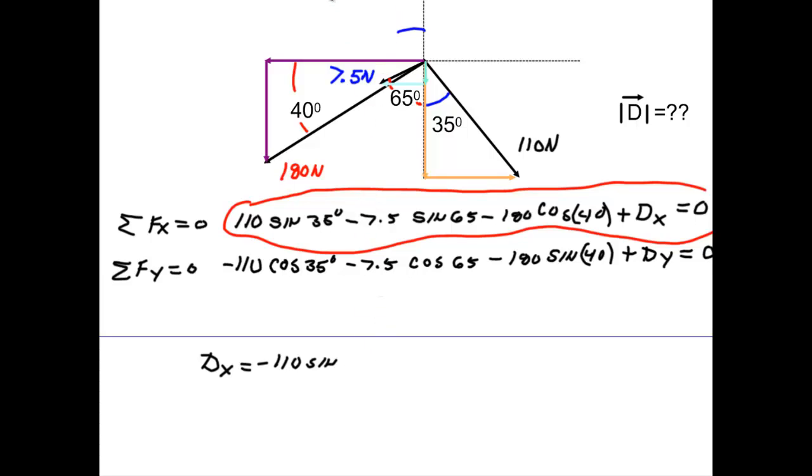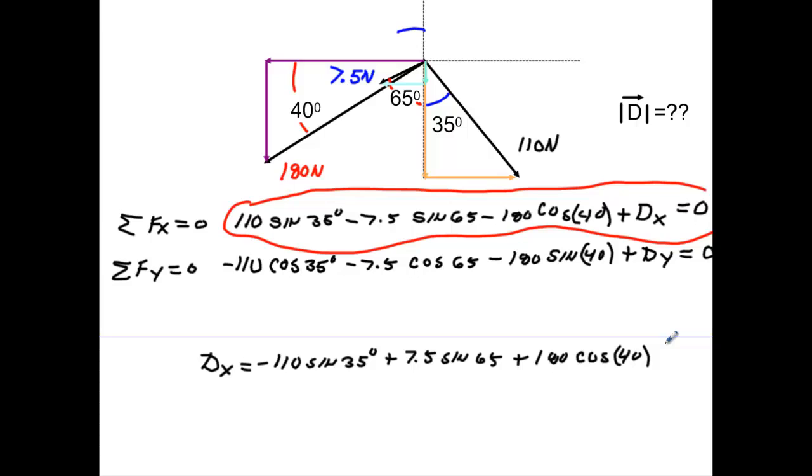That's the sine of 35 degrees. And that will be plus 7.5 times the sine of 65 plus 180 times the cosine of 40 degrees. That's what our dx is.